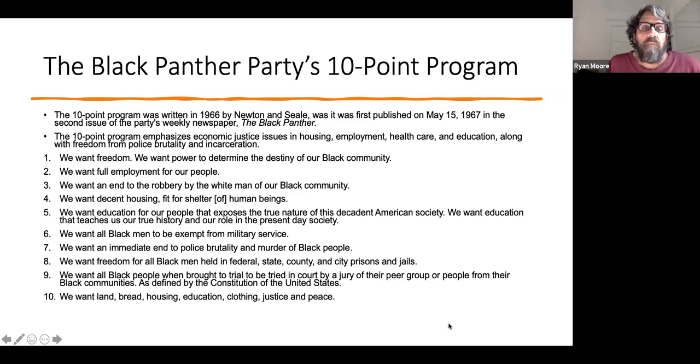So the Panthers, as the years went on, revised and changed some of the wording in the 10-point program. But I believe that this is the more original version of it that started appearing in their newspaper. They had a weekly newspaper called the Black Panther, and in every issue, they would put this 10-point program or some variation of it.